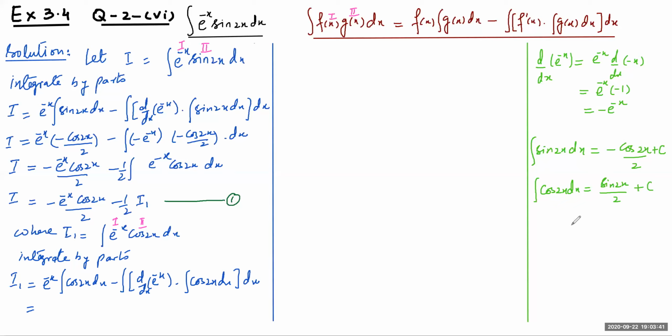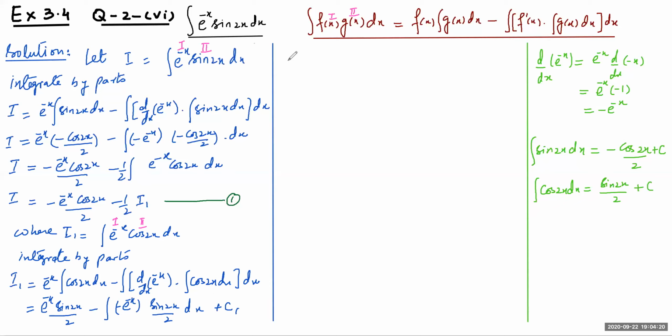Write the results from here and you will get e to power minus x sine 2x by 2 minus integral. Derivative of e to power minus x is minus e to power minus x. So I use a bracket. Integral of cos 2x is sine 2x by 2, and then I have a dx here. And I know that this is the last performed integral, so that is why I am going to introduce a constant of integration.